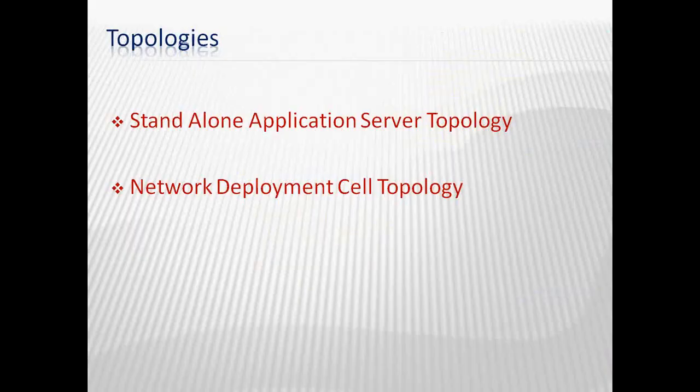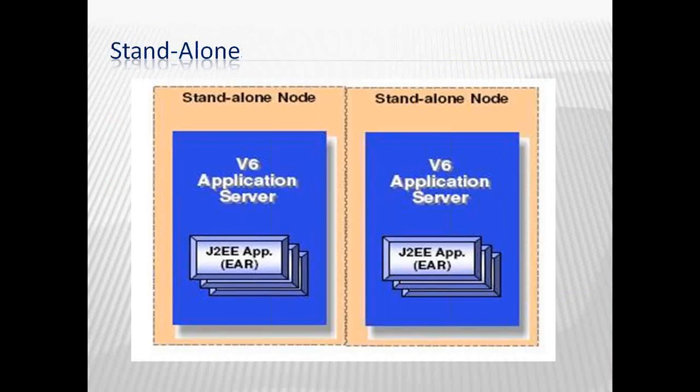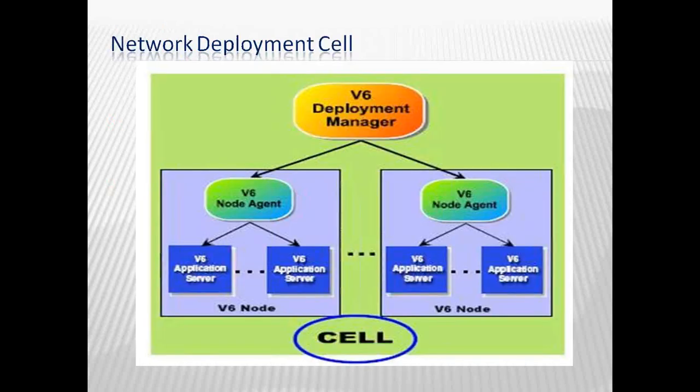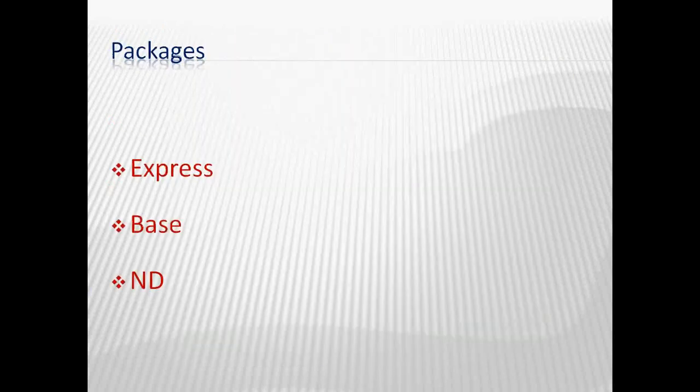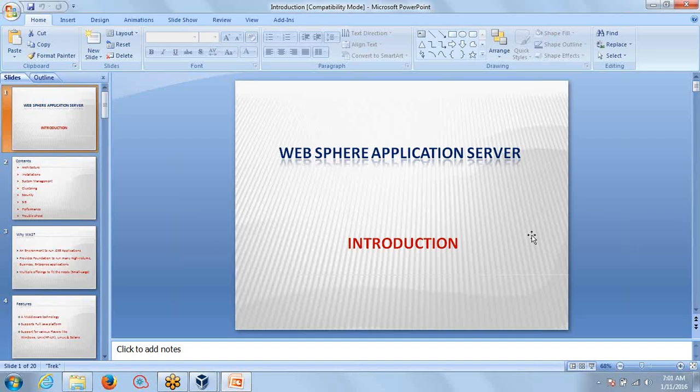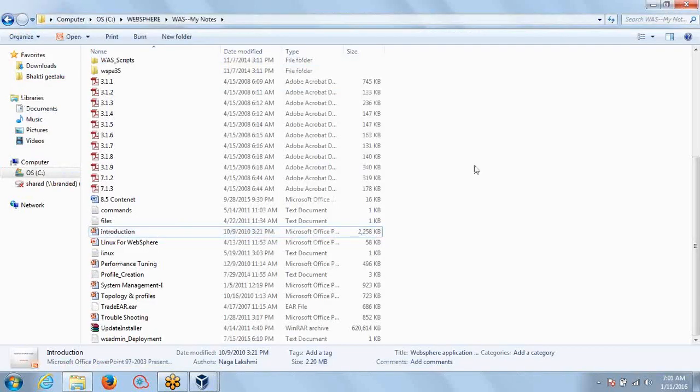Those are the architecture points. And topologies. We do have two topologies in WebSphere. One is called standalone. The second one is the network deployment topology. This is standalone, one node, one server. This is network deployment, where you have the deployment manager, node agents, and application servers. This is completely called a cell. WebSphere packages are three: Express, Base, and ND. That's it. This is about the architecture of WebSphere.